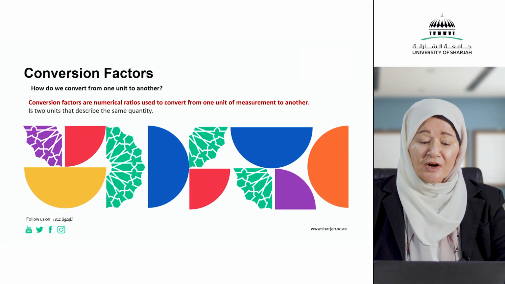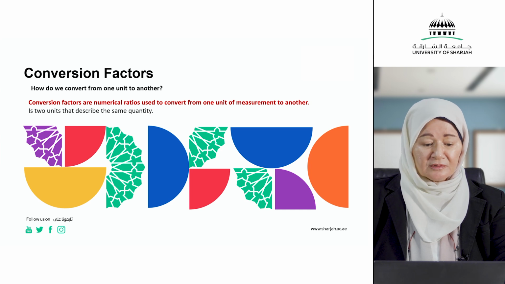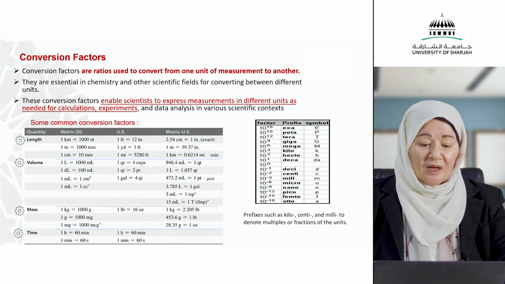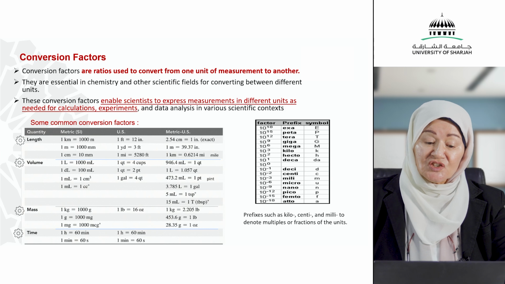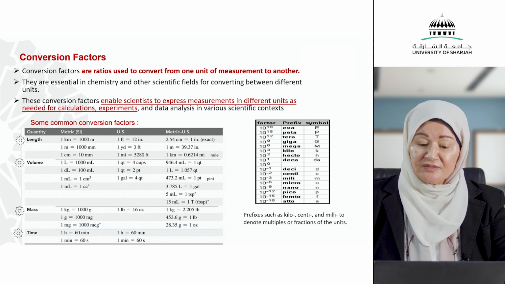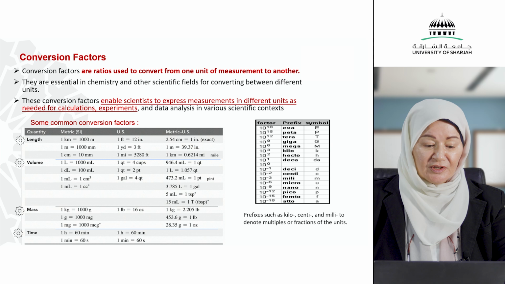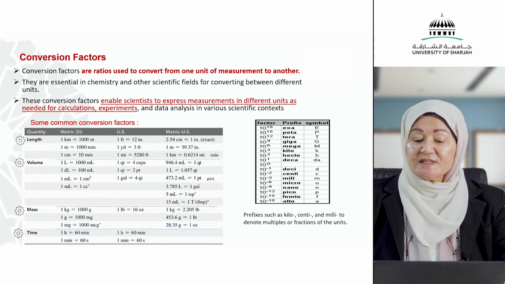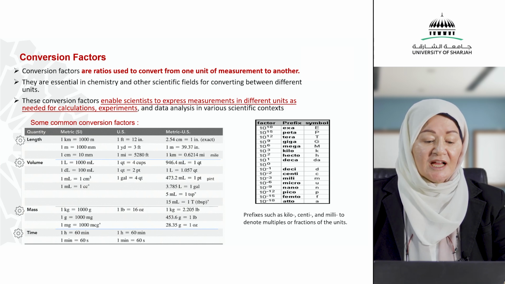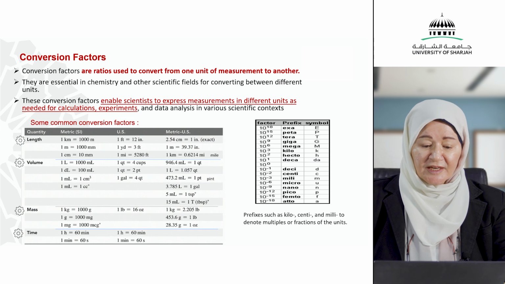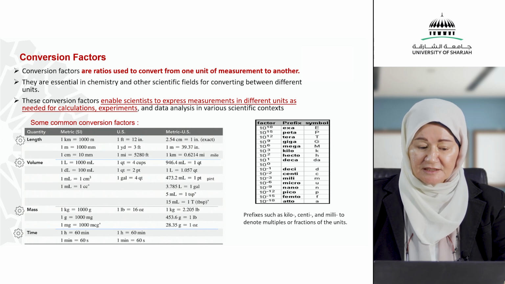How do we convert from one unit to another? Conversion factors are numerical ratios used to convert from one unit of measurement to another. They are essential in chemistry and other scientific fields for converting between different units. These conversion factors enable scientists to express measurements in different units as needed for calculations, experiments, and data analysis.